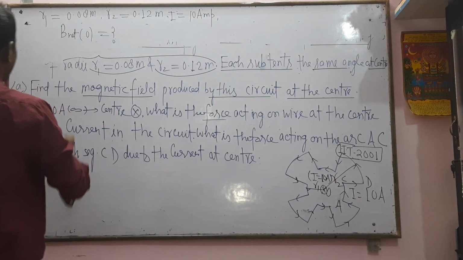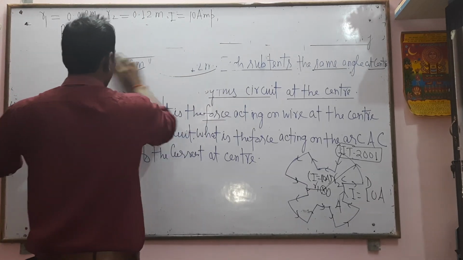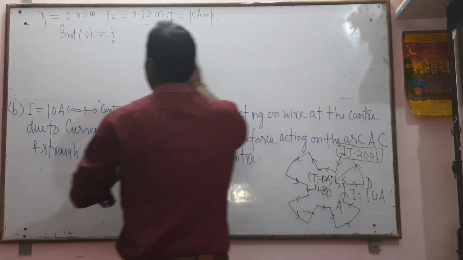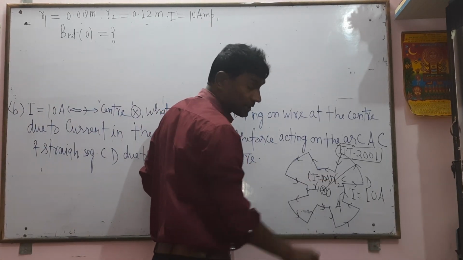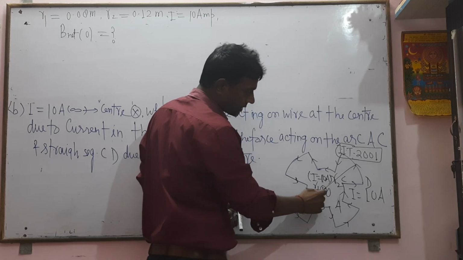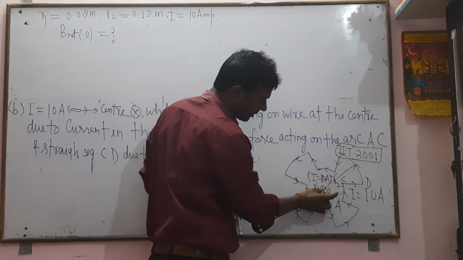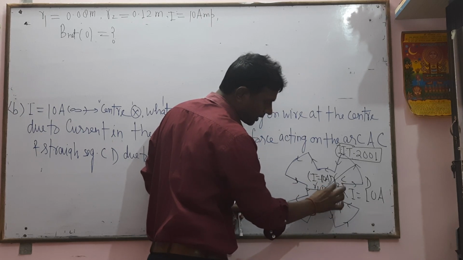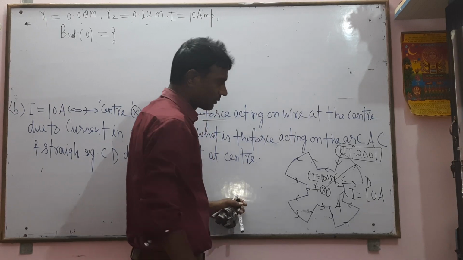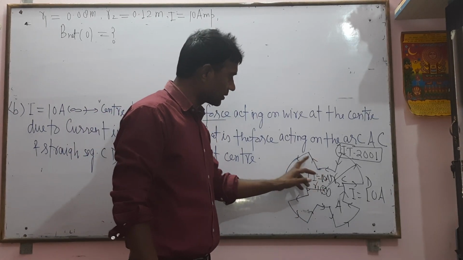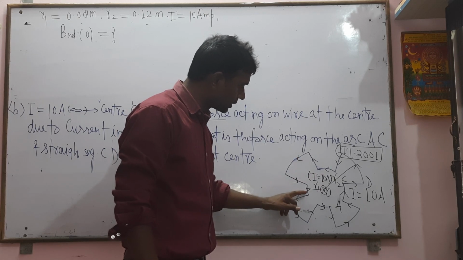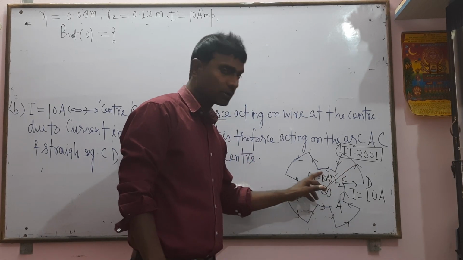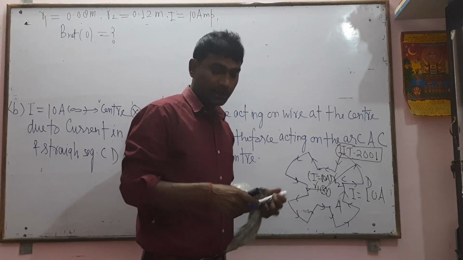We have to find the magnetic field. Firstly, we try to find the magnetic field at the center. Each circular segment subtends the same angle at the center. Let us suppose for this segment the angle is alpha, for this segment the same angle alpha, and so on for each segment. There are 8 segments, and the total angle at the center equals 360 degrees.